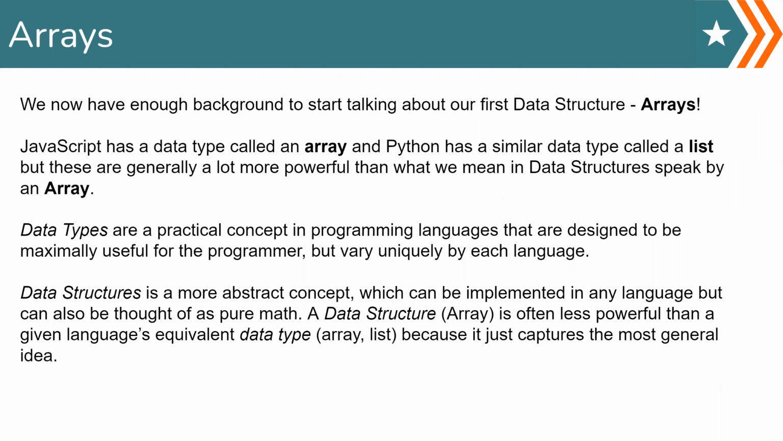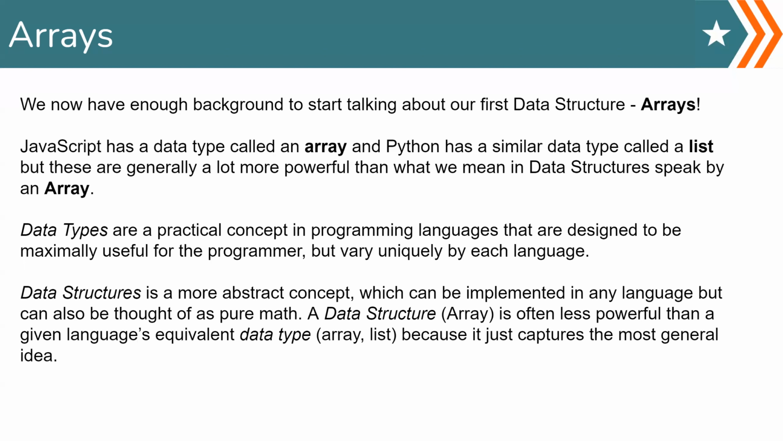Data structure is different than data type. Data structure is language agnostic. These ideas are from before there were any programming languages. And as a result, they're really much more just defining a concept. And that concept is often less powerful than the equivalent data type in a modern language. And the reason for that is that the idea, the data structure called array, is meant to capture this most basic concept of essentially sequential data.